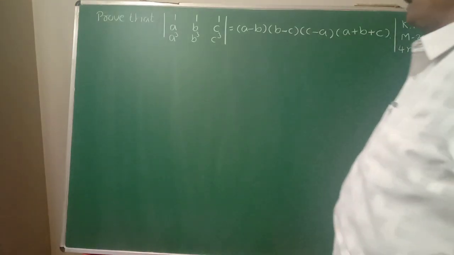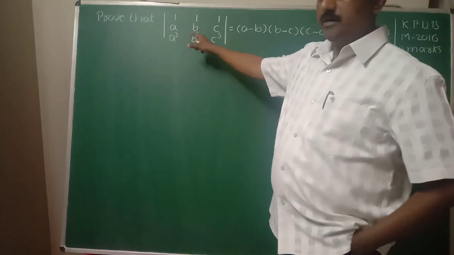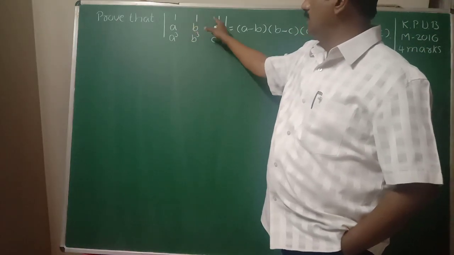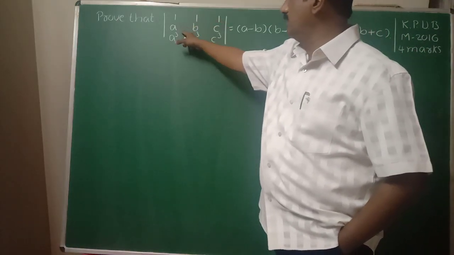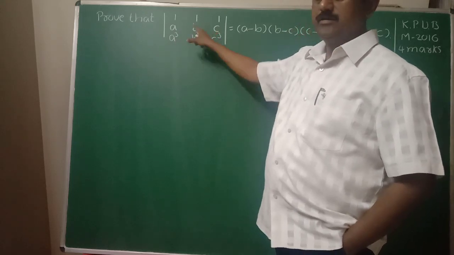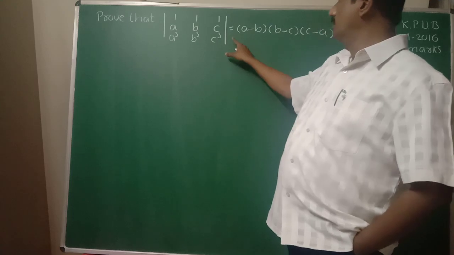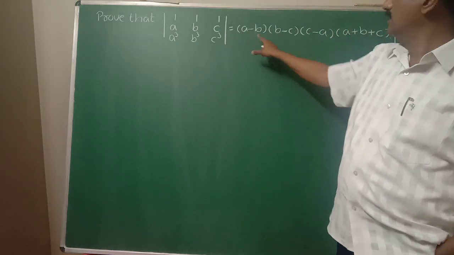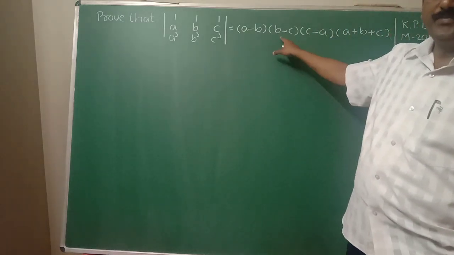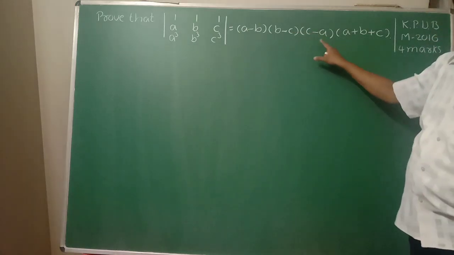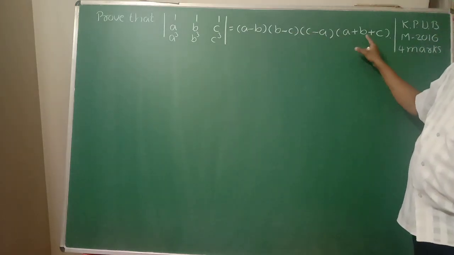Okay, the next example here. Determinant of 1, 1, 1 in the first row, second row elements are a, b, c, third row elements are a cube, b cube, c cube, is equal to (a minus b) into (b minus c) into (c minus a) into (a plus b plus c).